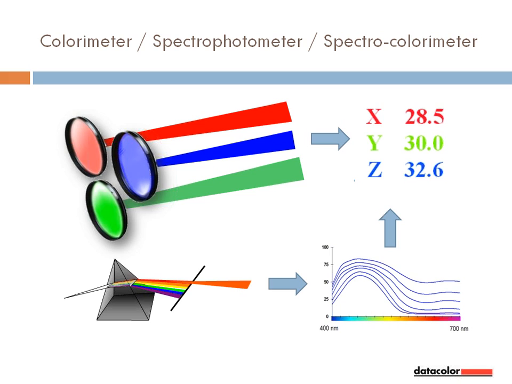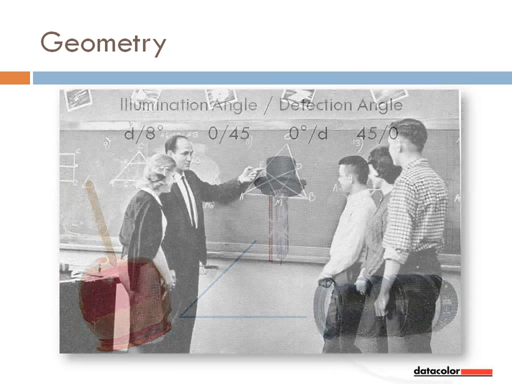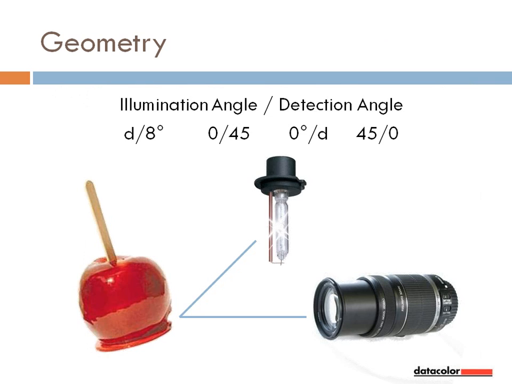Let's examine an important fundamental difference in color measurement instrument designs. No, not that kind of geometry. The arrangement of lamp, sample, and detector. Geometries are identified using a specific shorthand, a number for an angle, and sometimes a letter for diffuse. The lamp position is always first. It's written illumination angle, then a slash, and then detection angle.